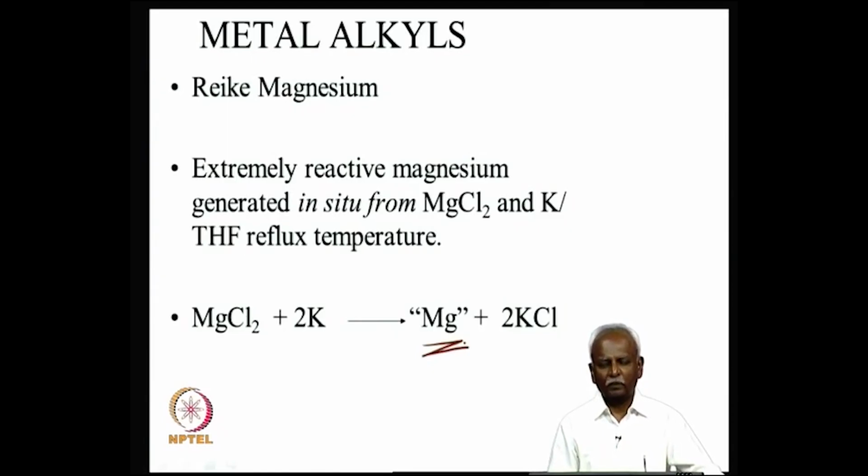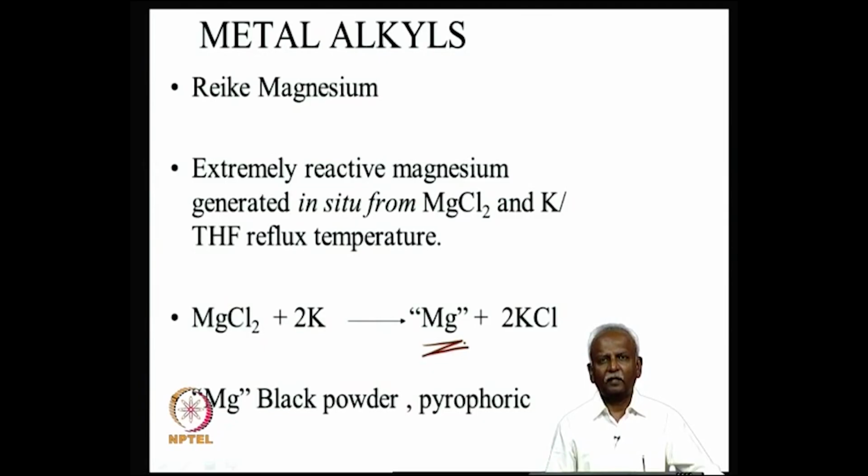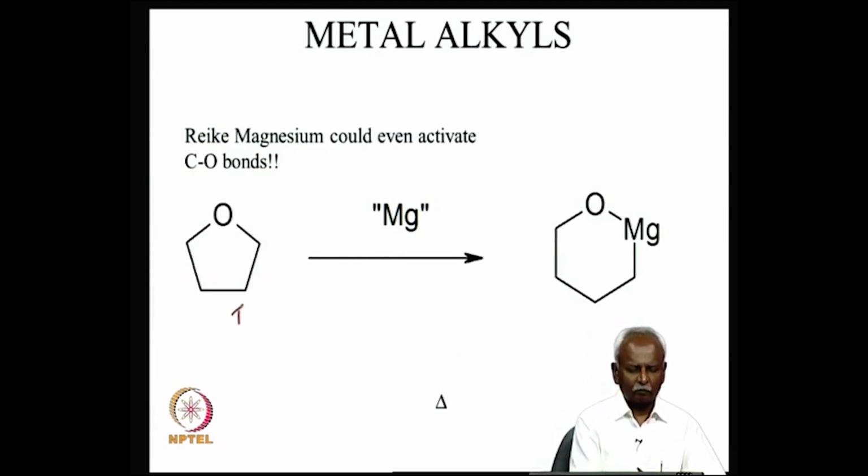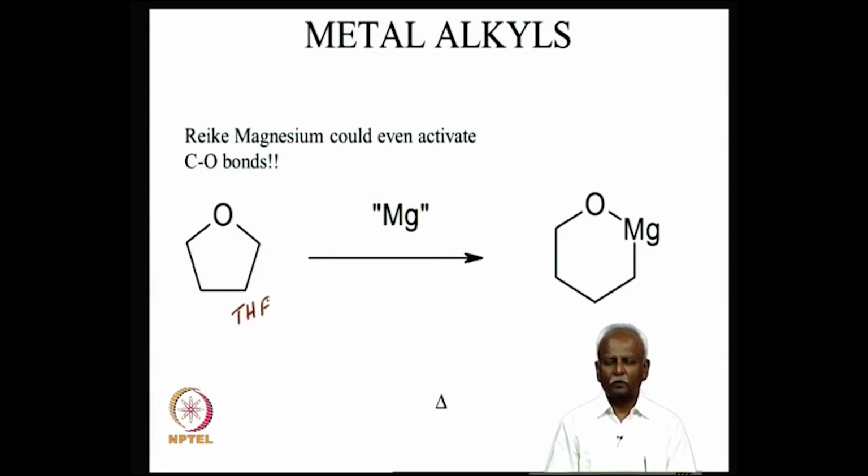So, this is called Rieke magnesium, and it has some very interesting properties, apart from the fact that it is not a shiny metal, but a black powder, and it can catch fire when you expose it to air. It is so reactive that THF, tetrahydrofuran, which is a common solvent used when you make Grignards, can be cleaved. So, even the CO bond can be ruptured in the presence of Rieke magnesium. Rieke magnesium has a tendency to break the CO bond and form the 6-membered metallocycle.